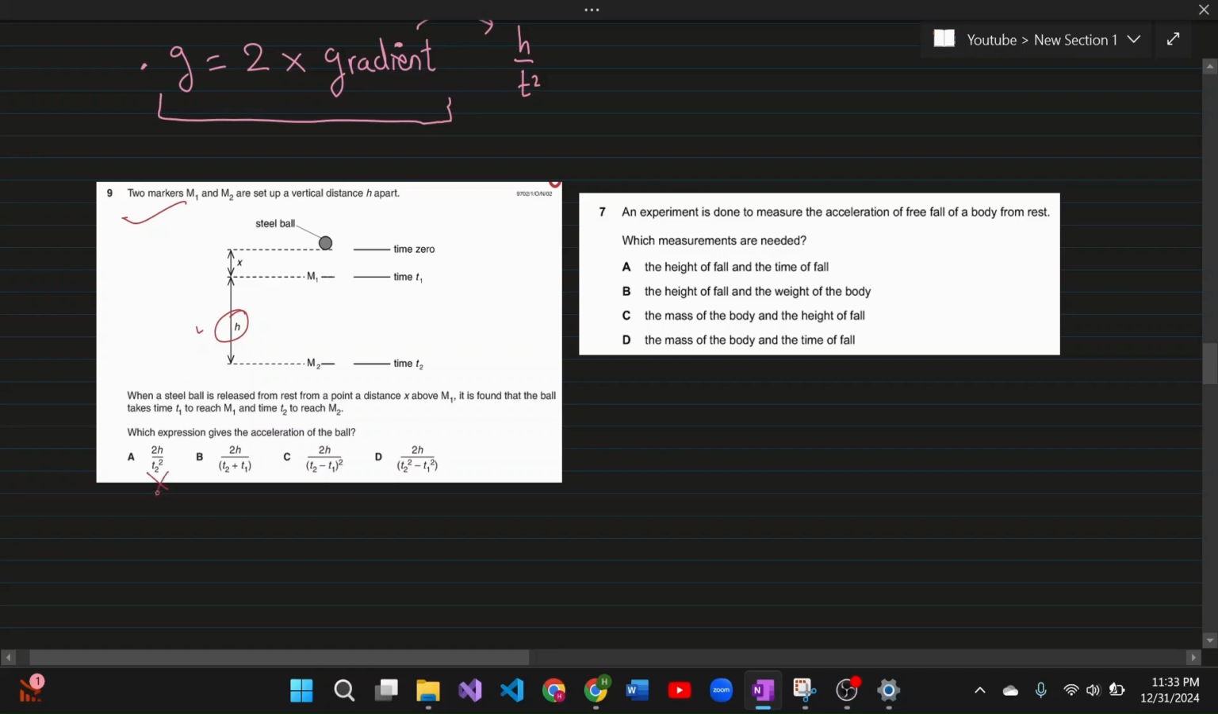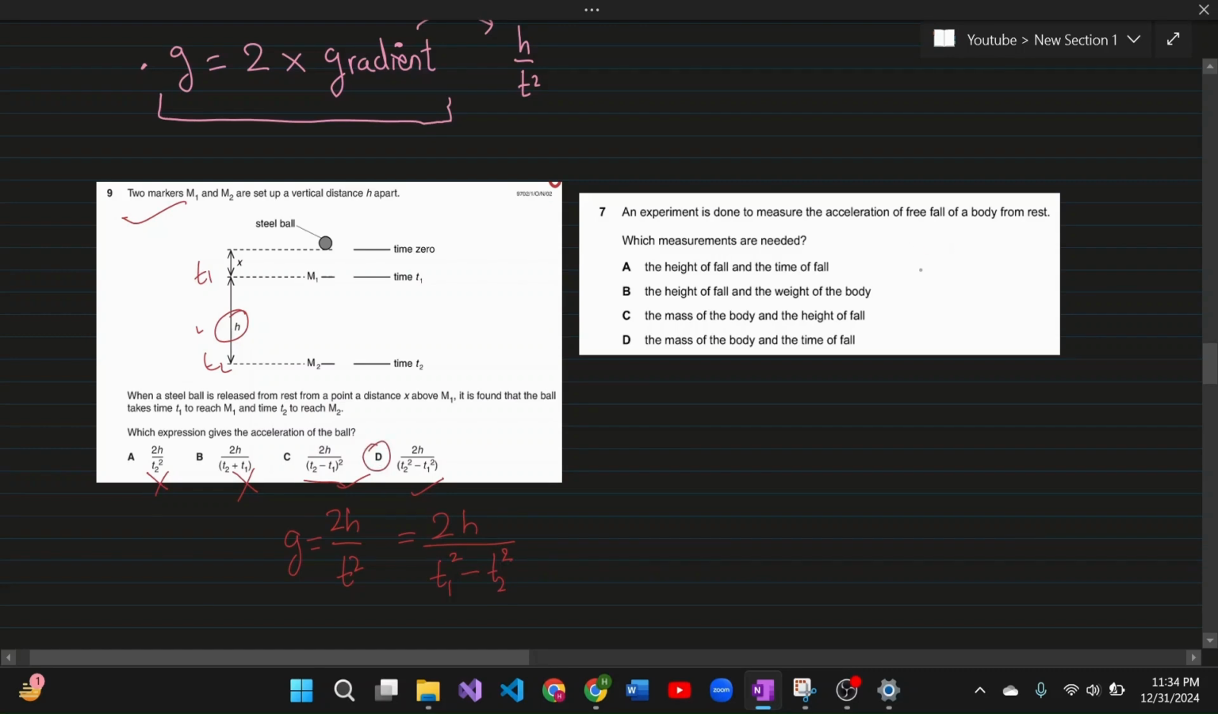So A is not correct because we need both the timers. We need the difference between the timers. So B would also not be correct. Now C and D, which would be correct? C is not correct because it has the whole square. We studied 2h upon, if you remember, 2h upon t square. So we need to take the difference between both the timers. It will be t1 square minus t2 square. So D would be the correct answer.